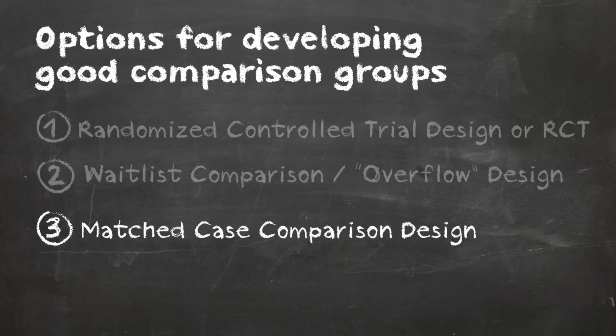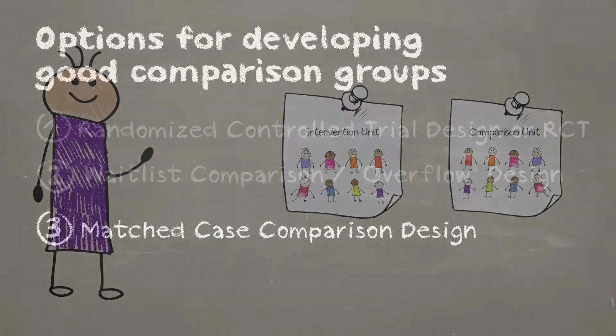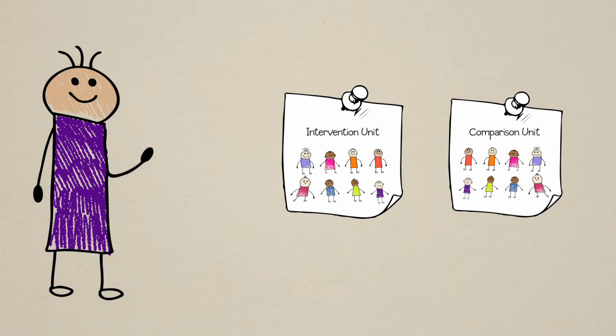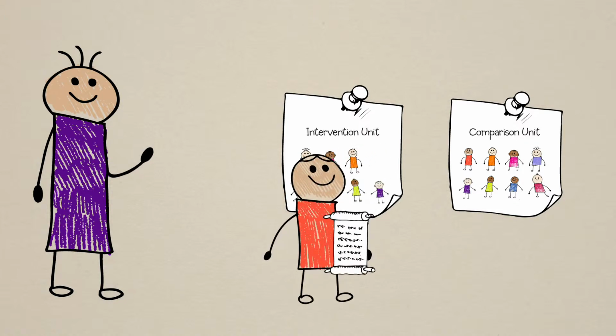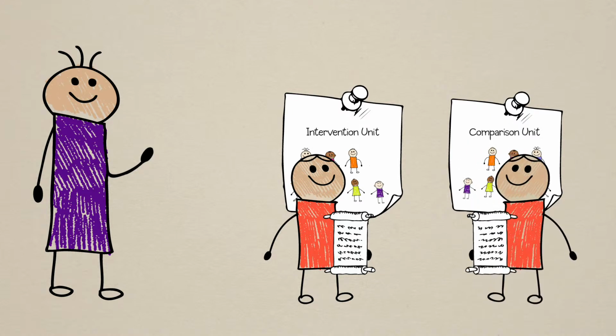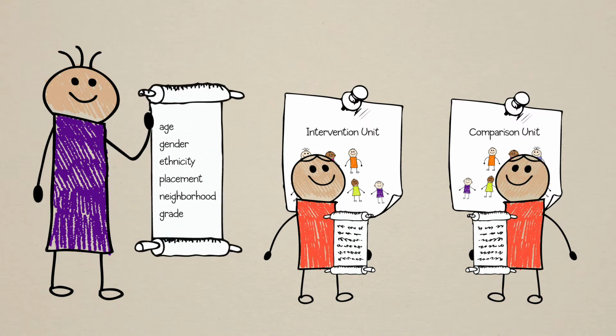So what other options are there? Well, another alternative to RCTs is referred to as a matched case comparison design. With this approach, each unit assigned to receive an intervention we are testing is matched on a case-by-case basis with a comparison unit that looks as much like that intervention unit as possible. Matching occurs using a variety of previously selected demographic and case-related variables such as gender, age, maltreatment type, and placement history that are relevant to the intervention we're testing.